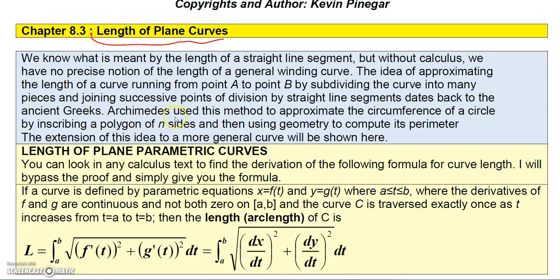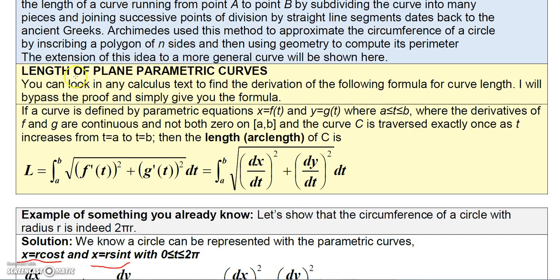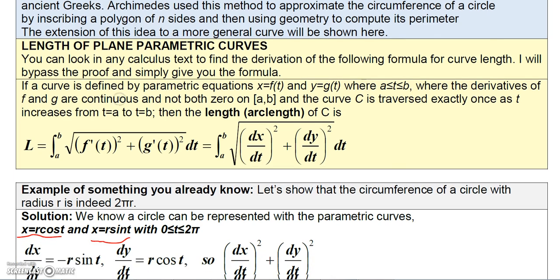And actually Archimedes used this method to approximate the circumference of a circle by inscribing polygons. So the extension of the idea to a more general curve is shown here. Now, you can look in any calculus text to find this formula derived for curve length, but I'm going to just bypass the proof and give you the formula.